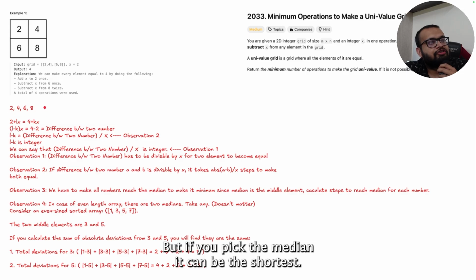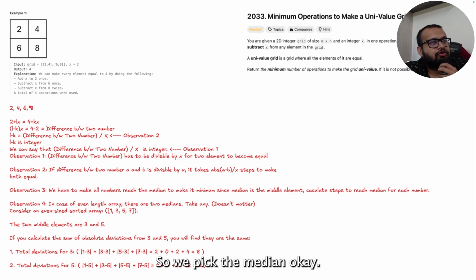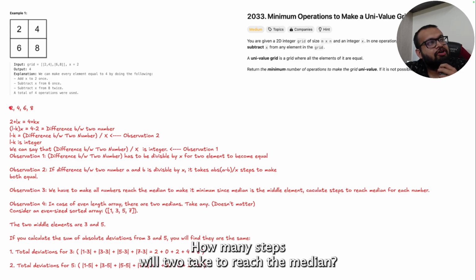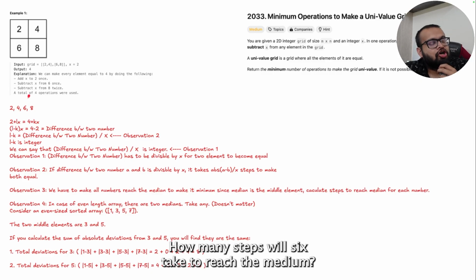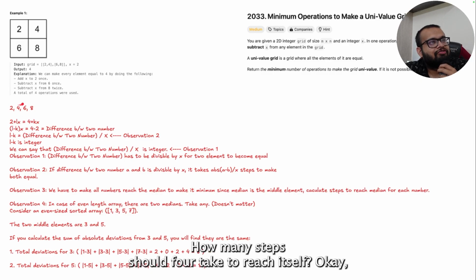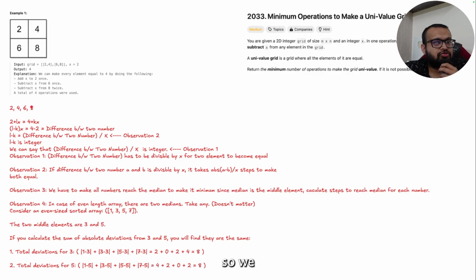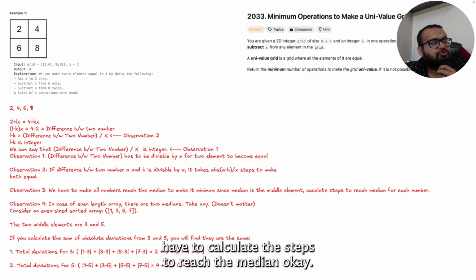So we pick the median, and we try how many steps 2 will take to reach the median. How many steps will 6 take to reach the median? How many steps will 4 take to reach itself? So we have to calculate the steps to reach the median.